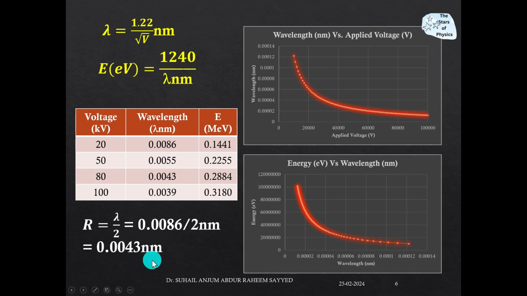But in actual practice it is not possible to get this resolution, because there are so many other factors, which we will see in the instrumentation of a scanning electron microscope. So that means if we use a smaller wavelength, then we can have a better resolution.